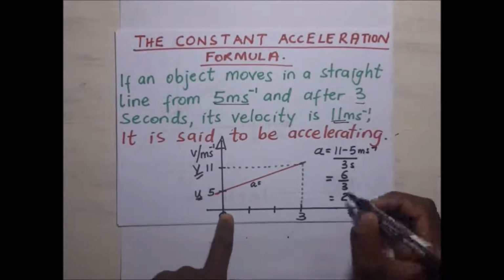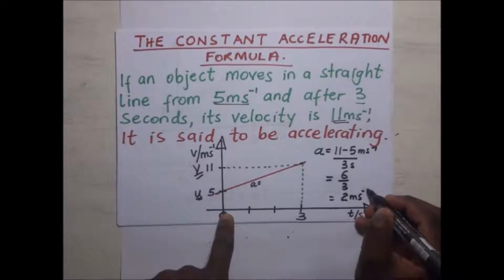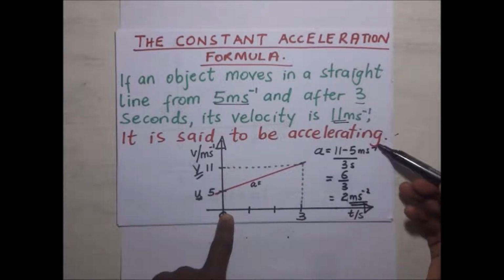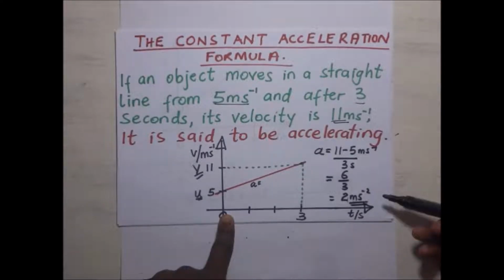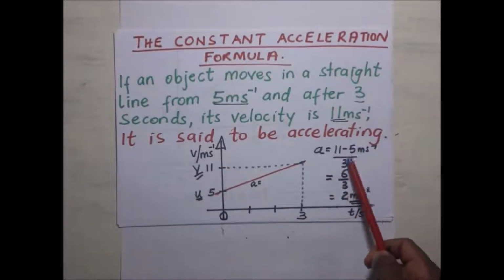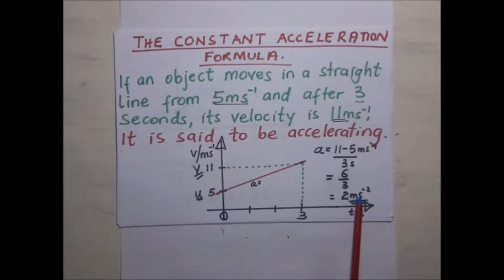Now 2 is in meters per second squared. Of course, this meters per second squared is coming from here. Meters per second divided by second gives us meters per second squared. So now this 2 meters per second squared has been gotten from the slope of this graph, and this is the acceleration. Acceleration is the rate of change of velocity, because as we can see here, we are having velocity being divided by time. So the rate of change of velocity is what has given us this acceleration.